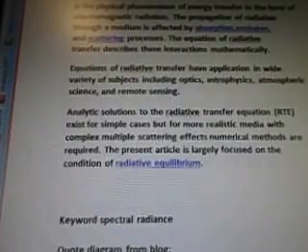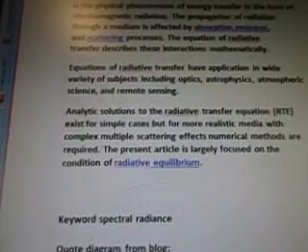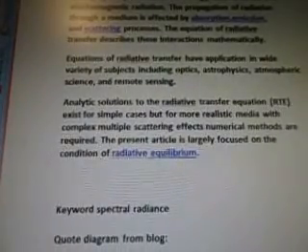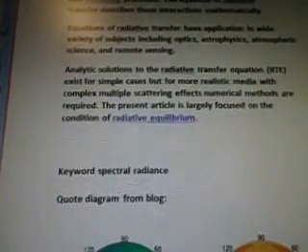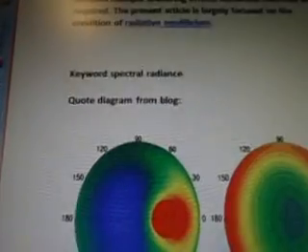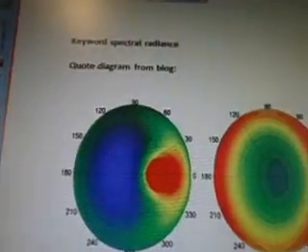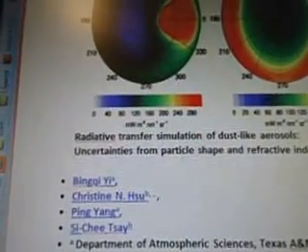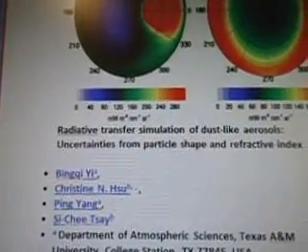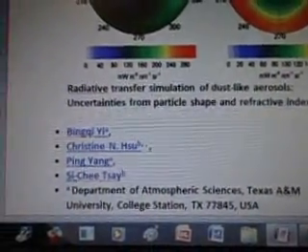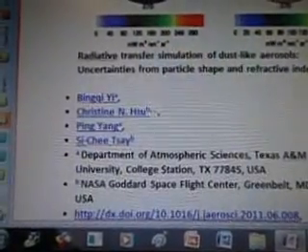Analytic solutions to the radiative transfer equation, RT, exist for the simple cases, but for more realistic media, with complex multiple scattering effects, numerical methods are required. The present article is largely focused on the condition of radiative equilibrium. The keyword spectral radiance is a quote from the diagram from the blog. Radiative transfer simulation of dust-like aerosols, uncertainties for particle shape and refractive index.